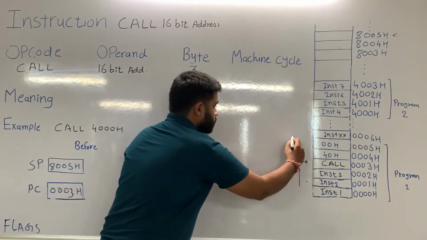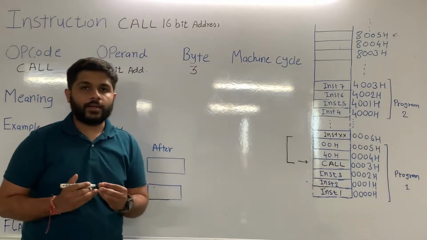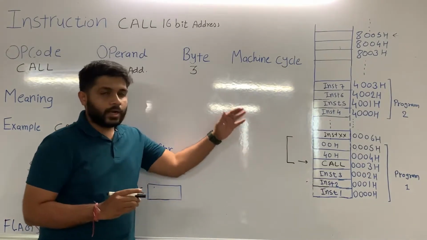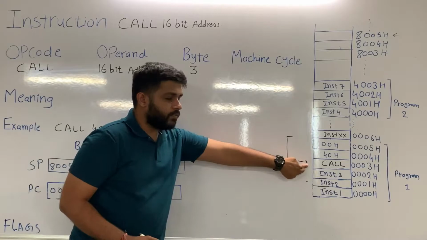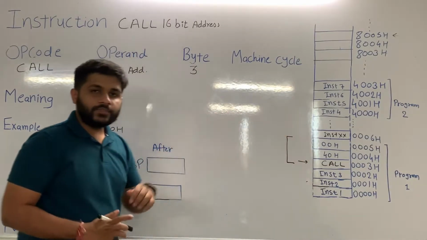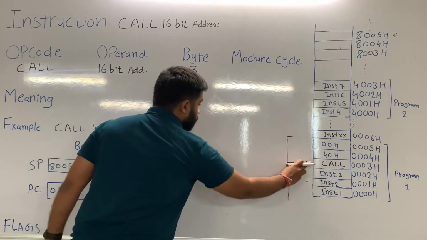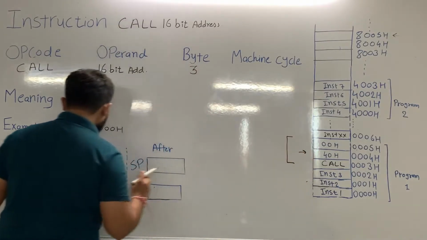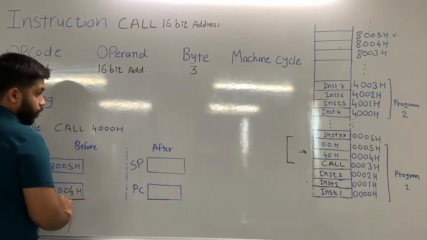Now the next instruction is the instruction that we have taken as example, which is call 4000H. The processor will fetch the opcode. As soon as it fetches the opcode, the value of the program counter will be incremented by 1. So it will become 4.